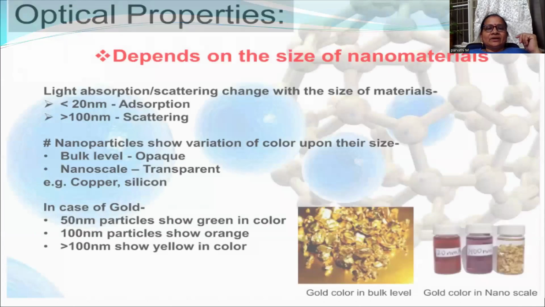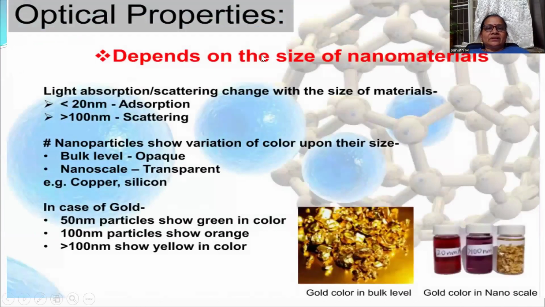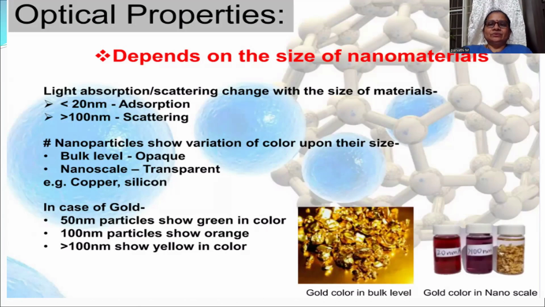Then, depending upon the size of the nanomaterial, properties under optical can be represented like light absorption or scattering of light based on the size of the materials. If the nanomaterial is less than 20 nanometer, the material property is absorption. Whereas if the nanomaterial size is greater than 100 nanometer, then with respect to optical, the nanomaterial behavior is scattering. So based on the size, the behavior is changing.